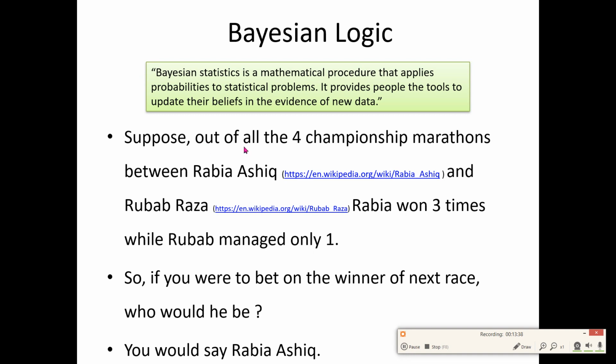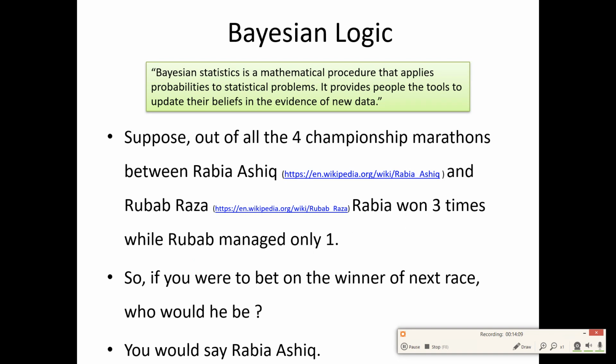Okay, so in these slides, the good part is that you see two Pakistani athletes, Rabia Ashik and Rubab Raza. So let's say we have data on 4 marathons between Rabia Ashik and Rubab Raza. Out of those 4 marathons, Rabia won 3 times while Rubab managed only 1. Right? Rabia won 3 times.